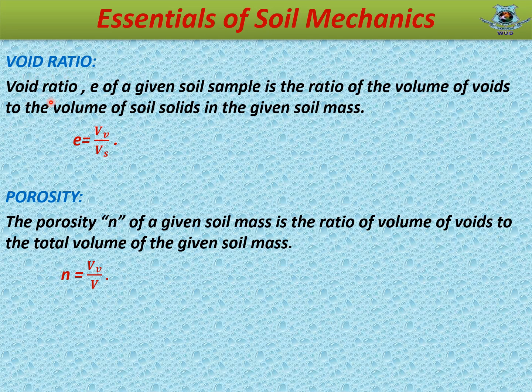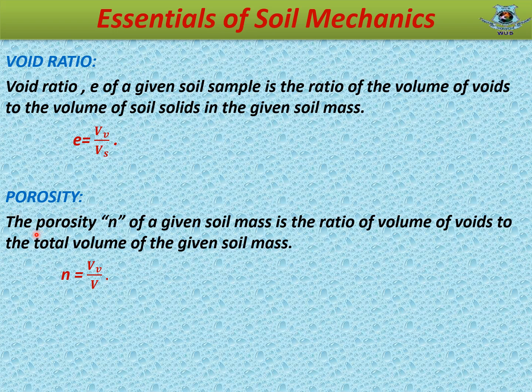Void ratio. Void ratio e of a given soil sample is the ratio of the volume of voids to the volume of soil solids in the given soil mass. So we can say void ratio e equal to volume of voids Vv divided by volume of soil solids Vs.